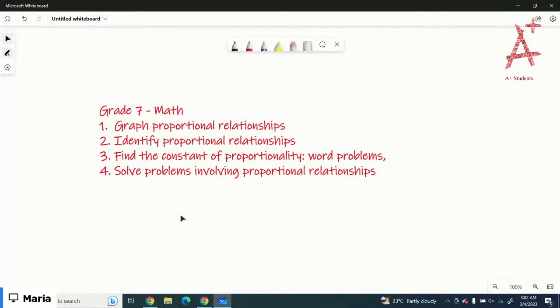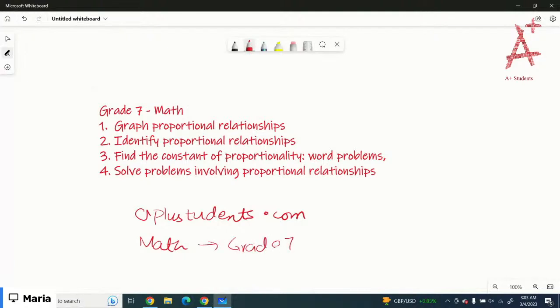So we're going to start with grade 7 maths. You can find all the lessons on aplusstudents.com. You have to log in there using your email address and password as provided by the administrator. Then you have to select math from the subject tab. Scroll down to grade 7 and then click on view all lessons. There you can find a list of the chapters.